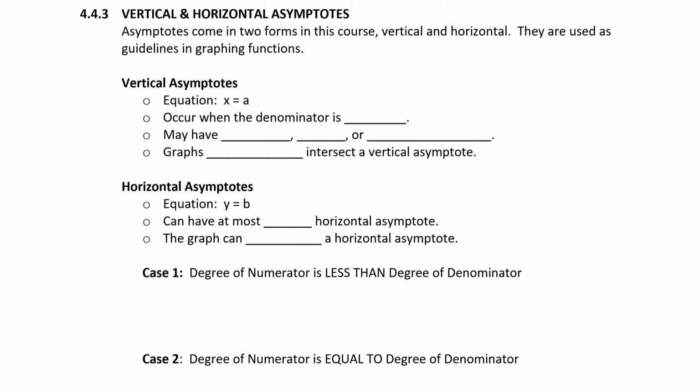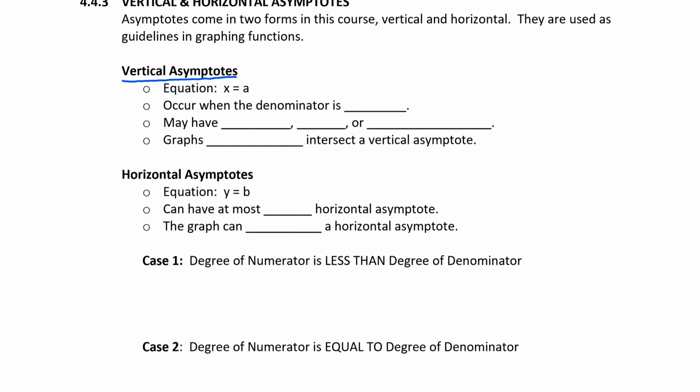Other forms, oblique asymptotes, also known as slant asymptotes, do occur in rational functions, but we're going to focus on the two most fundamental, which are vertical and horizontal. These are used as guidelines in graphing functions. We are going to approach these one at a time. So let's first focus on vertical asymptotes.